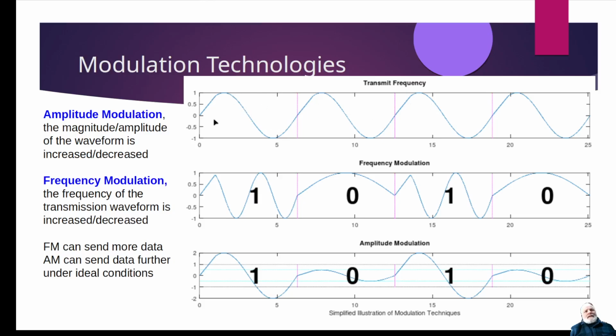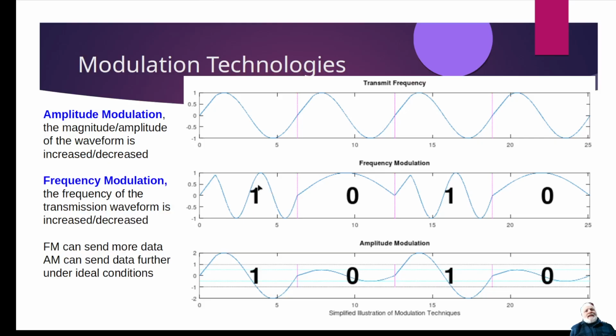wirelessly, basically what you have is a transmitting frequency. So you transmit on a particular frequency. This top sine wave here shows the transmit frequency. And then to send a 1 or a 0, you can do either frequency modulation or amplitude modulation.